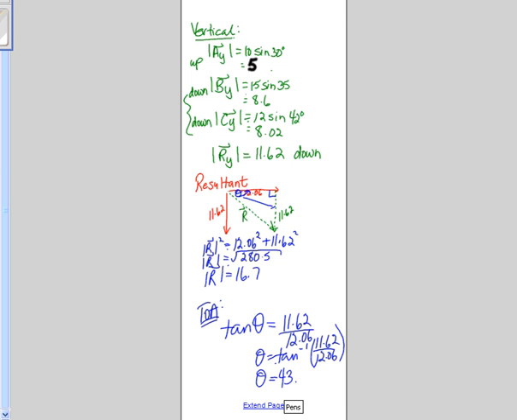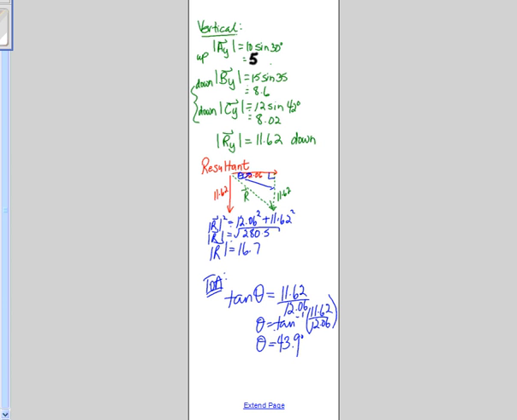It's not behaving today. So we can say that the resultant is 16.7 newtons, 43.9 degrees below the horizontal.